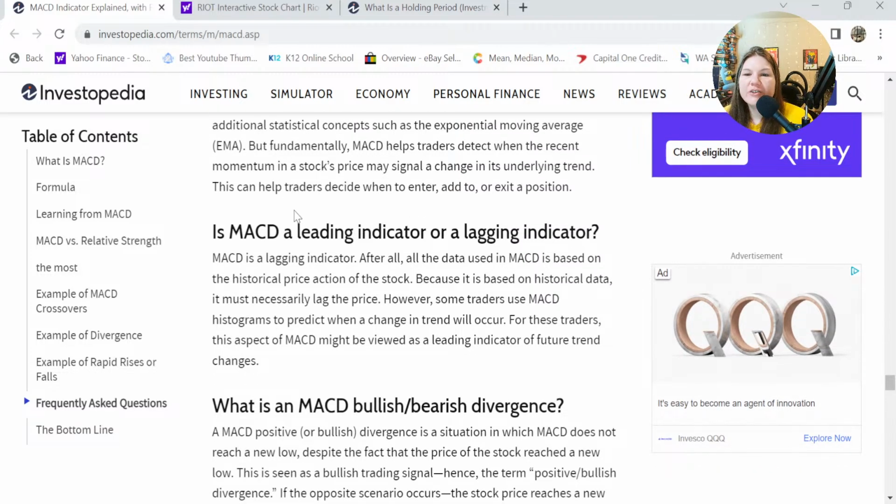We just learned about entry and exit of a position. And so it's great to learn ways to enter and exit a position.